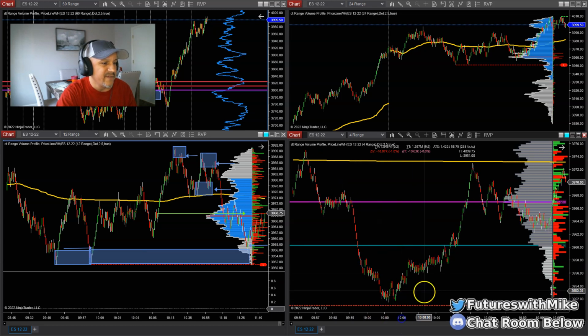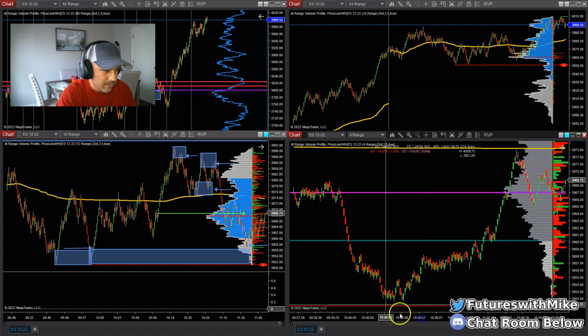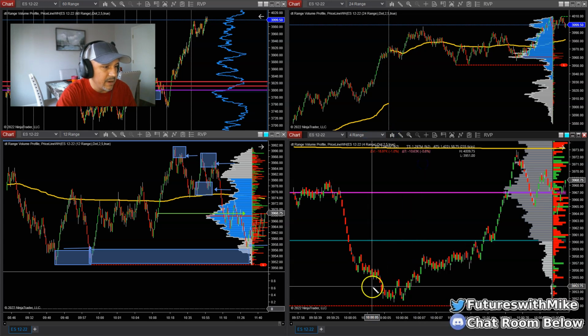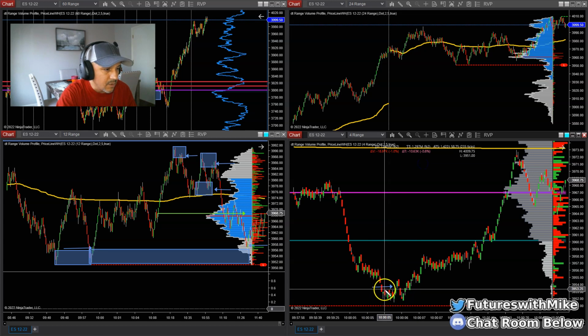Our structure break. If you pay attention to what really happened here, look here. Price made a low here, pulled back, made a lower low, pulled back, made a slightly lower low here. There's a small little area of structure right above this key area right here on the 4 range chart. Okay? Right, let's do this right here.